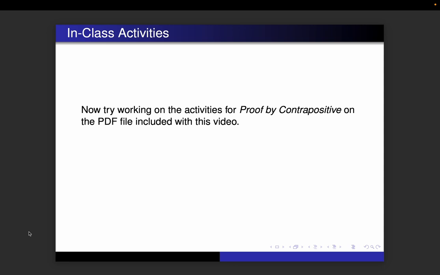So that gives you an idea of how proof by contrapositive works. Go ahead and continue that on the activities. The name of the PDF file is Proof by Contrapositive, and it is included with this video.